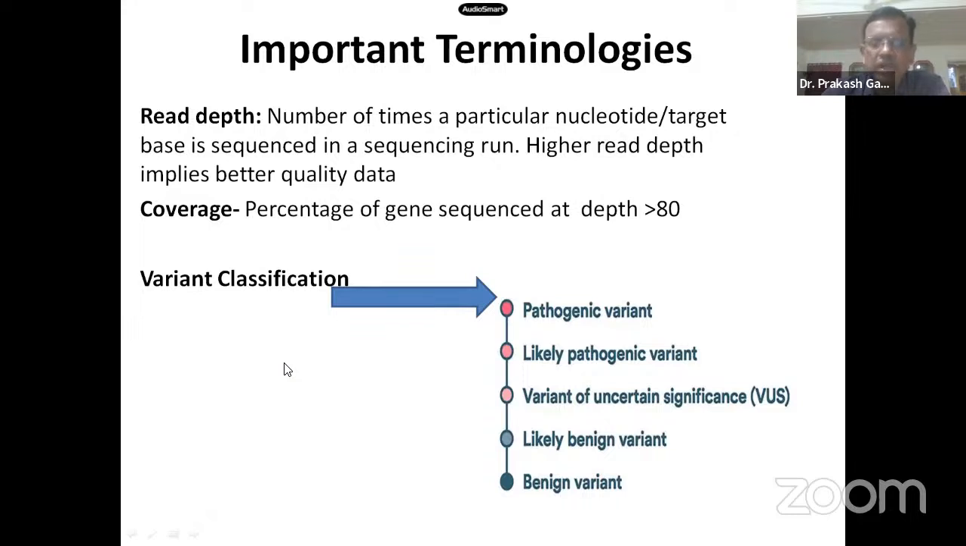The changes that we get: we know that our codons are triplet codons. For one amino acid, there can sometimes be 3 codons. For a single amino acid, there can also be only 1 codon. So whenever we get a single point change where the amino acid change will not be there, then that particular thing will be classified as a benign variant, or likely benign, because such variants are reported in databases with very large frequency.